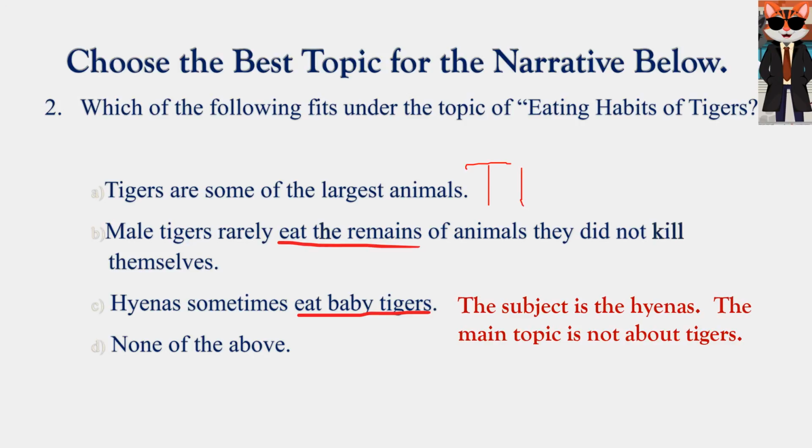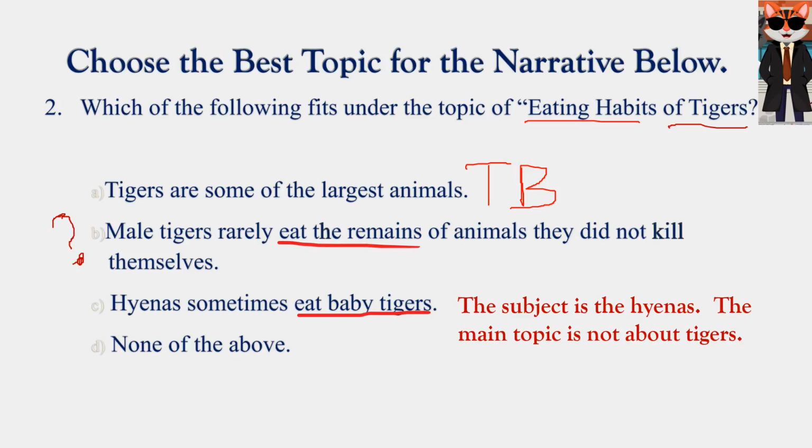Okay, they are some of the largest animals, but we're not talking about that. We're talking about eating habits, specifically eating habits. Okay, male tigers rarely eat the remains of animals they did not kill themselves. Maybe, although it's limiting itself to male tigers, not talking about female tigers, that might be a possibility because it's talking about eating. Hyenas sometimes eat baby tigers. We're talking about their eating habits, not people who want to eat them, not the other way around.